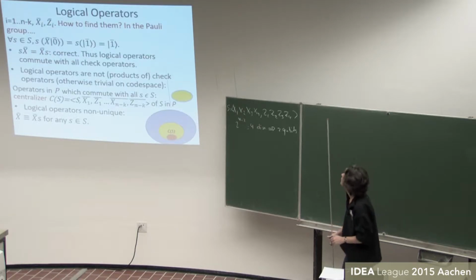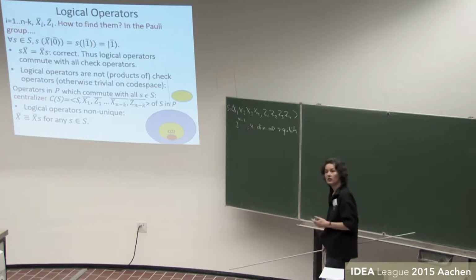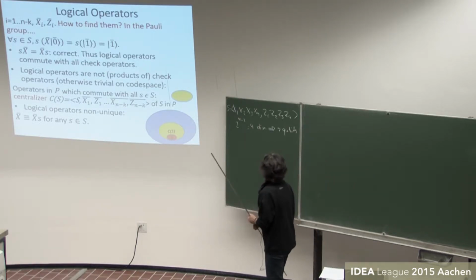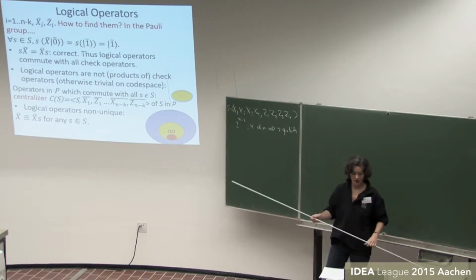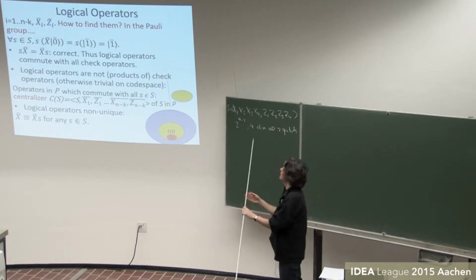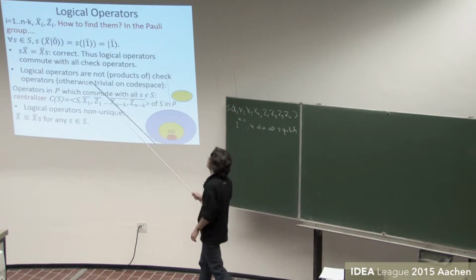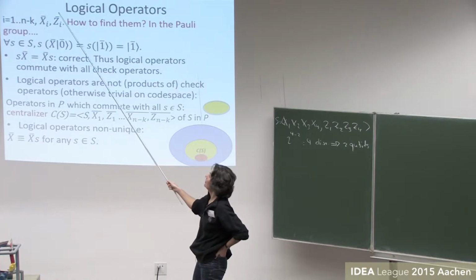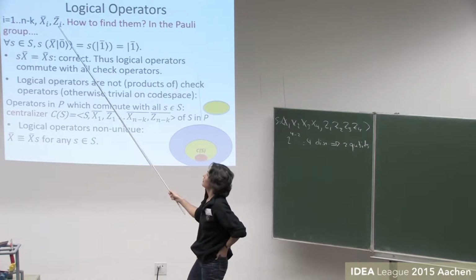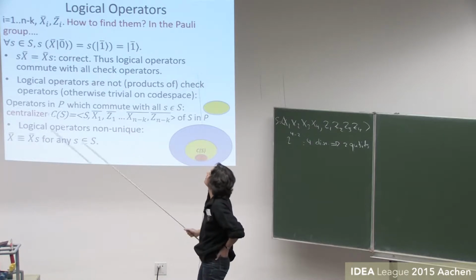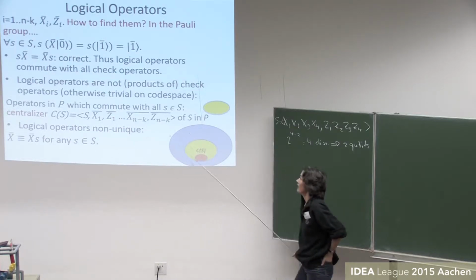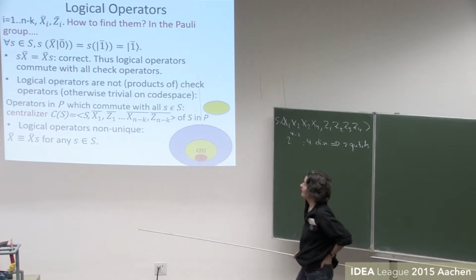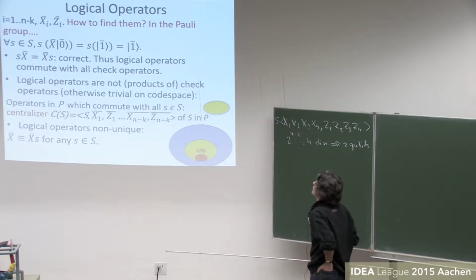Okay, so once I've determined the dimension of my code space, so I know how many qubits I encode, I'd like to find their logical operators. Let's imagine I'm encoding n minus k qubits. So I need to find n minus k pairs which represent the logical Z and the logical X. Now I think I already went through some of this a few days ago, but I just want to reiterate it a little bit in more mathematical formalism.